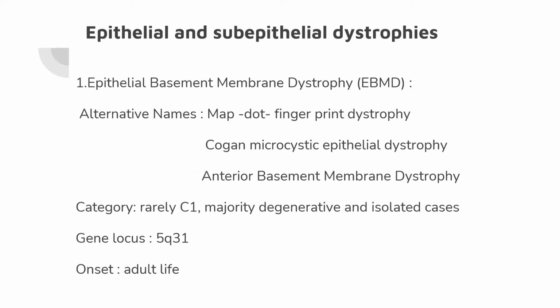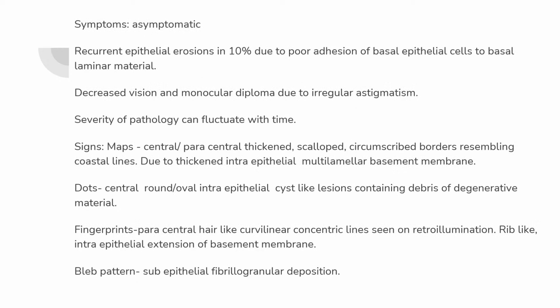Coming to the epithelial and subepithelial dystrophy, the first one is epithelial basement membrane dystrophy. Alternative names for it are map-dot-fingerprint dystrophy, Cogan's microcystic epithelial dystrophy, and anterior basement membrane dystrophy. The category is rarely C1, as the majority are degenerative and isolated cases. In a few cases, the genetic locus is known, that is 5q31. The onset is in adult life.